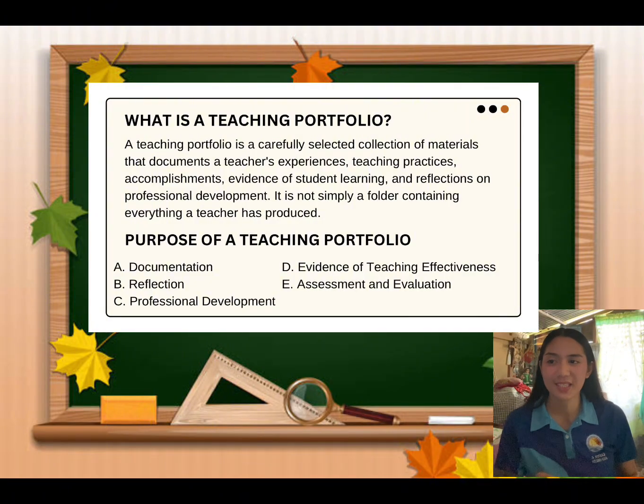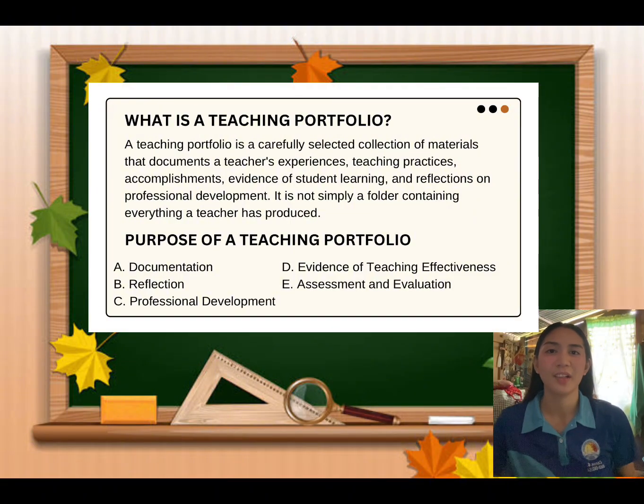Notice the difference? The second example contains, first, the experience. Second is the evidence. Third is the reflection. Fourth is the learning. And the last is the very important one, the improvement. This is what makes portfolio writing meaningful.